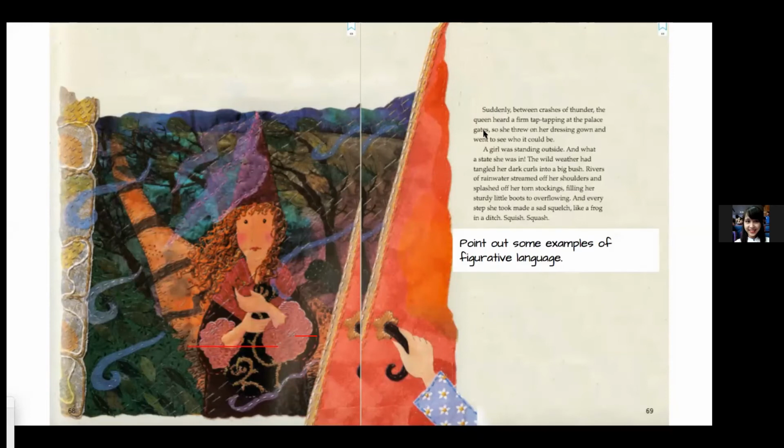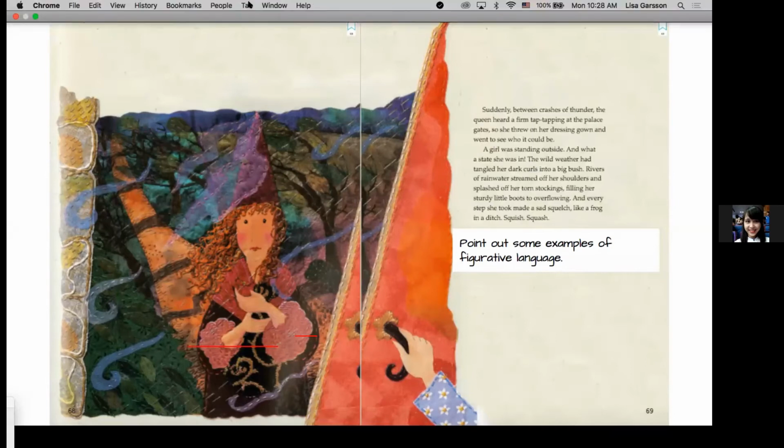So, can we point out some examples of figurative language? Who can point out some figurative language examples here? Mid-A. The wild weather had tangled her dark curls into a big bush. Rivers of rainwater streamed off her shoulders and splashed off her torn stockings, filling her sturdy little boots to overflowing. And every step she took made a sad squelch, like a frog in a ditch. Okay, Mid-A, so I want you to tell me one sentence and tell me what kind of figurative language it is.